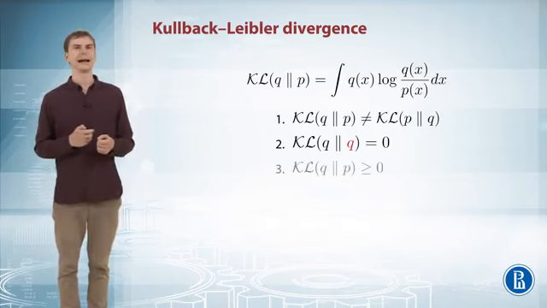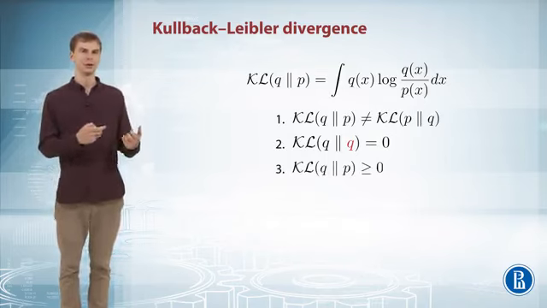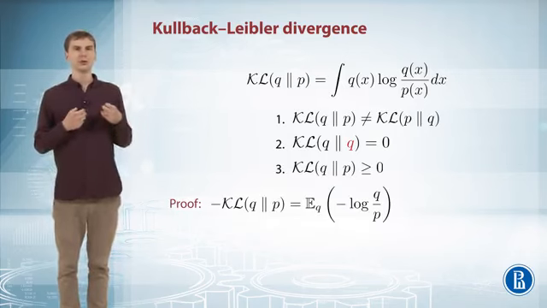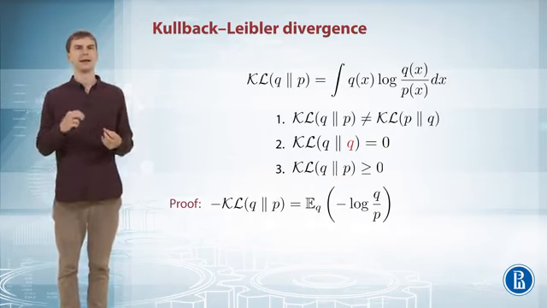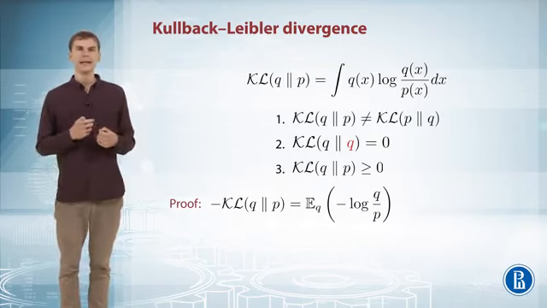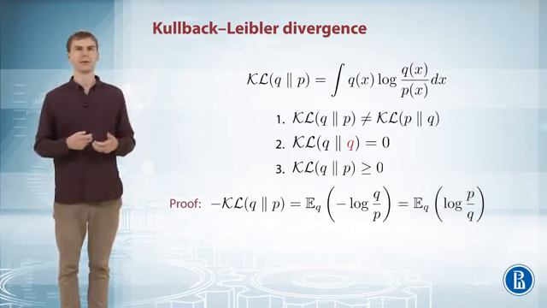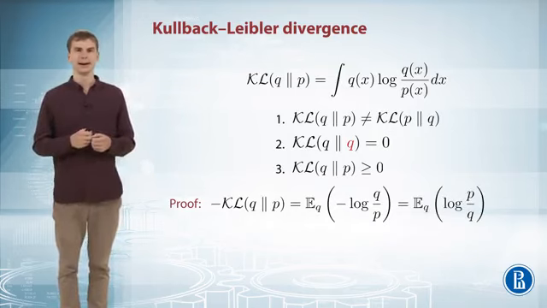And finally, the KL divergence is non-negative for any two distributions. And it's kind of easy to prove because you can look at the minus KL divergence, which equals the expected value of the logarithm of the ratio. And we can put minus inside the expected value because expected value is linear. And finally, we can use the property that minus logarithm of something is the logarithm of the inverse. And now we have expected value of the logarithm.